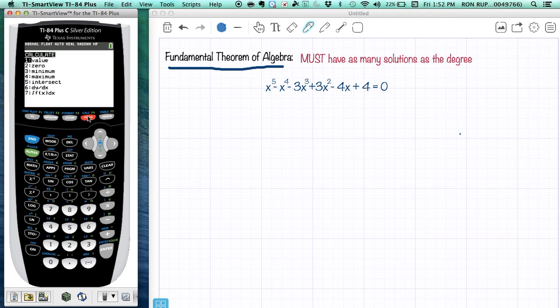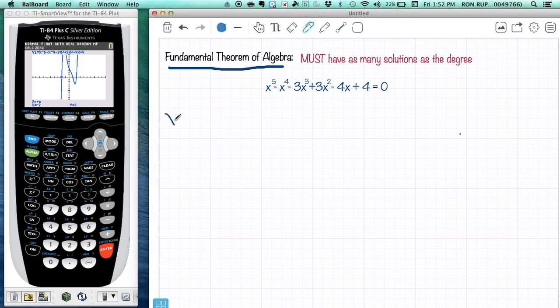Second trace, go to zero. We want to move our cursor until it's to the left of our x-intercept and hit enter. Then we want to move it until it's to the right and hit enter. You should see these two little arrows. They should be surrounding your zero. Make a guess. It crosses at -2. So I know that x equals -2 is one of my real rational solutions. So we're going to go ahead and do the calculations for the other 2 zeros as well.